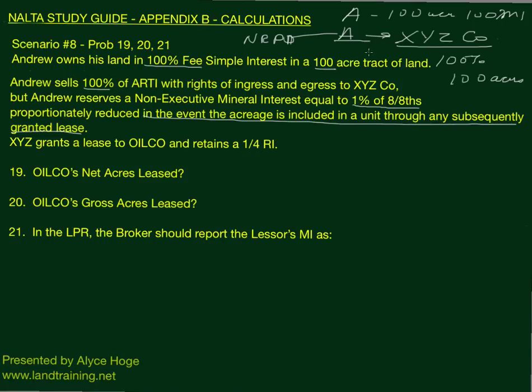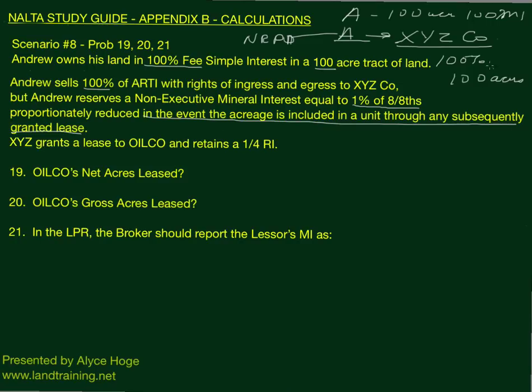And what that means is that if ever in the future there is a lease, he is going to get a share of the fraction of that lease. Now, it's called non-executive because he doesn't have the right to sign the lease. All he has is a right to receive a royalty if these conditions are met. So whatever future lease there is, if it's in a unit, then the acreage that Andrew is going to be entitled to is 1% of 8/8.